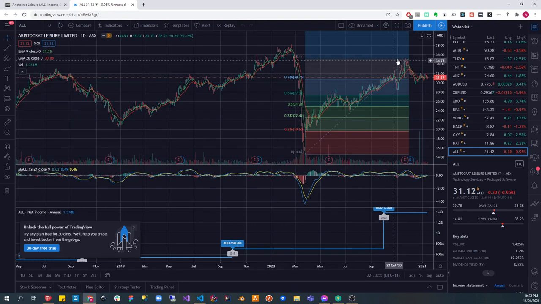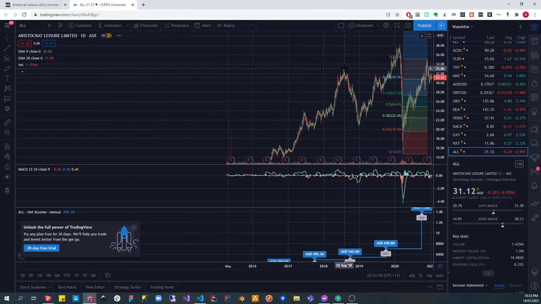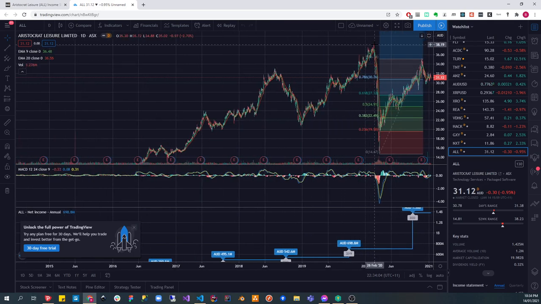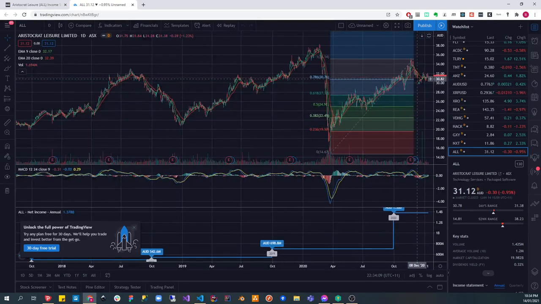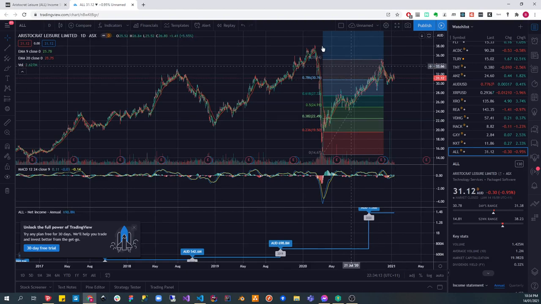So it hasn't reached the previous high. Let's just zoom straight out and have a look at this particular company. So that's the previous high and it hasn't reached that, so there's still definitely opportunity here for us to continue. You can see June, July 2018, it went down, but it went back up again. And this is the pandemic when it hits.